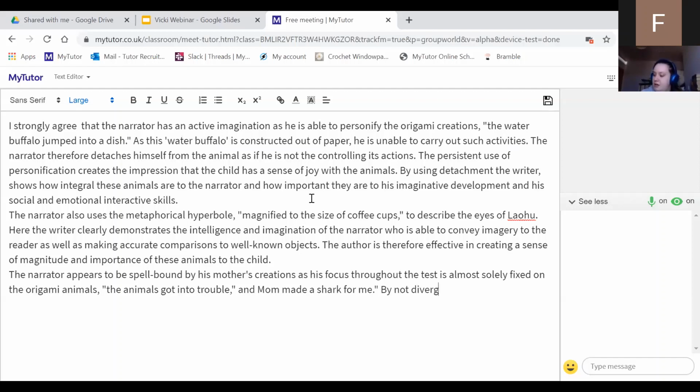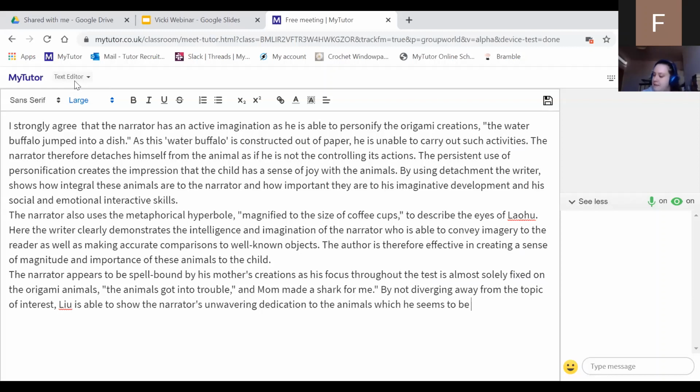By not diverging away from the topic of interest, what is his name? The author's name is Leu. So Leu is able to show the narrator's unwavering dedication to the animals which he seems to be unable to remove his stream of consciousness from. Right, so that's my first one for the narrator being spellbound.